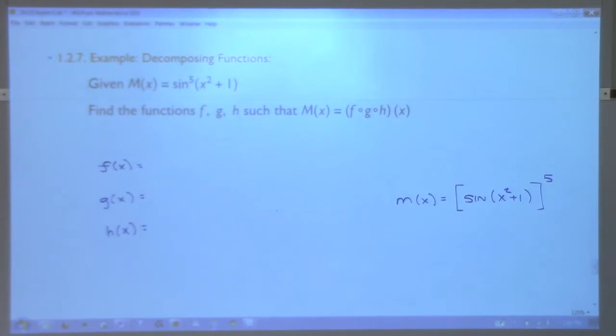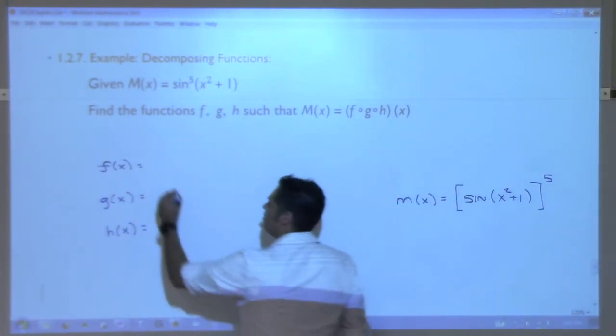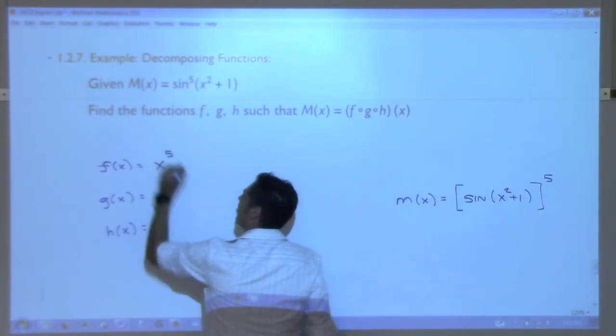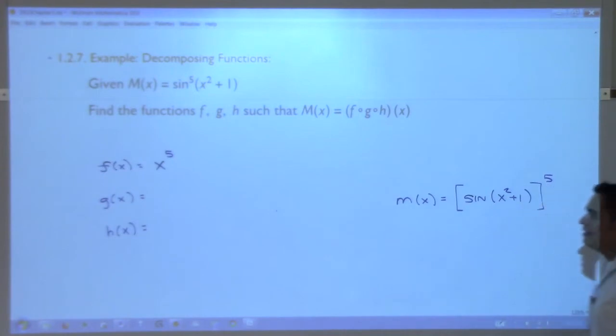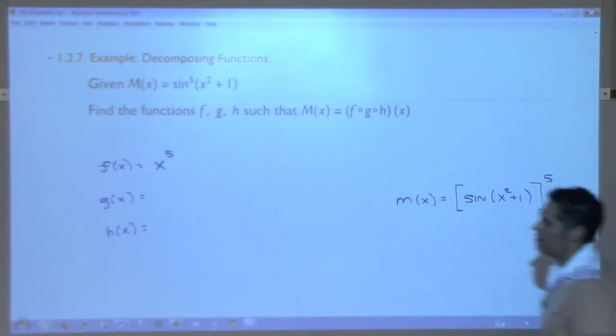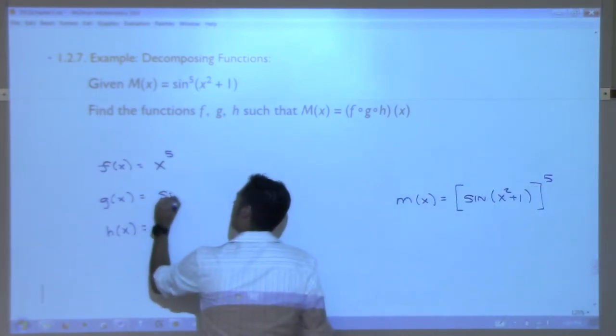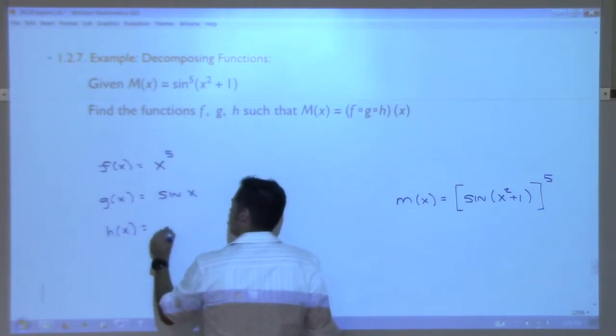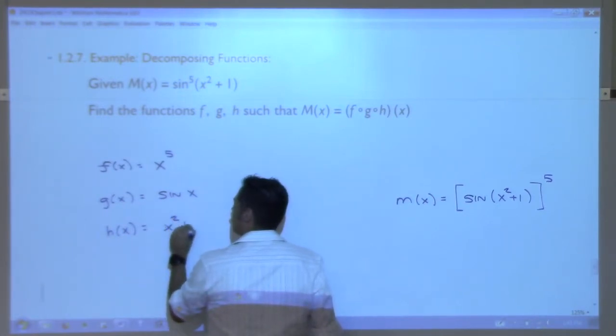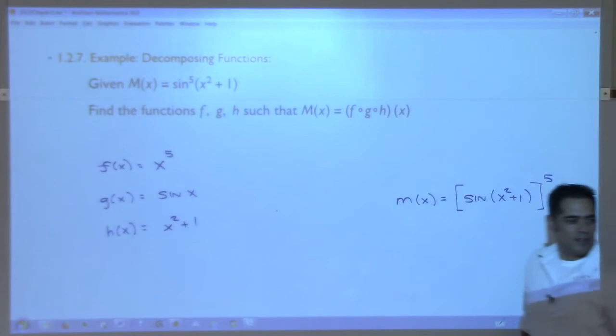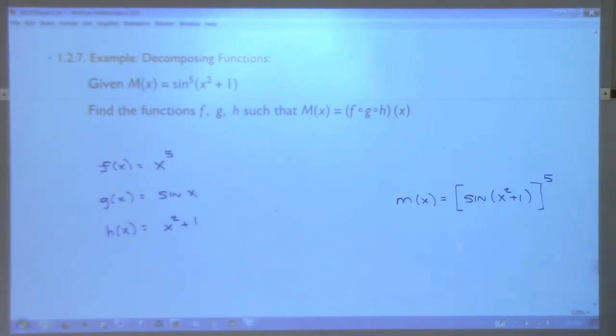Okay. I think f of x is going to be x to the 5. Am I right? I'm not going to tell you until you're done. And then g of x could be sine of x. And then h of x is going to be x squared plus 1. That is correct. Okay, let's see if we're all on board with that.